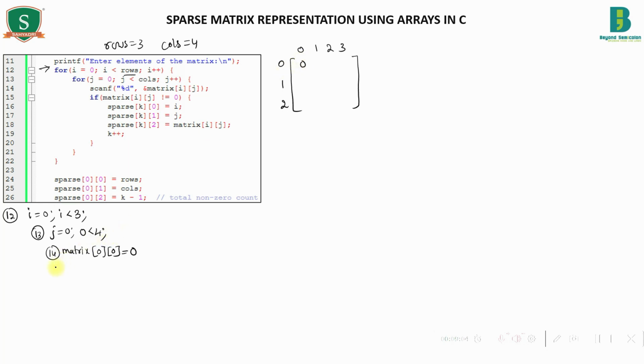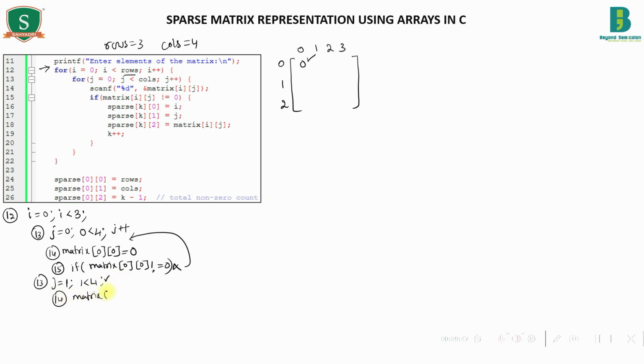In the 15th statement, it checks a condition: if matrix of 0, 0 not equal to 0. Is the condition true? Matrix 0 comma 0 is 0, so the condition fails and it does not enter inside. Now it goes back and updates the j value, j plus plus. j is equal to 1. 1 less than 4, the condition is true. It goes to the 14th line.